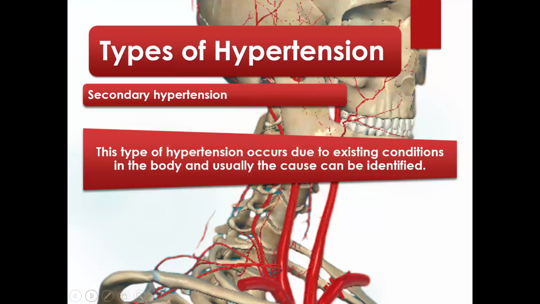Another type of hypertension is secondary hypertension. This type of hypertension occurs due to an existing condition in the patient. And usually you can identify that the actual cause of this high blood pressure is this condition. It could be Cushing syndrome, it could be any other condition that led to that increase in blood pressure.